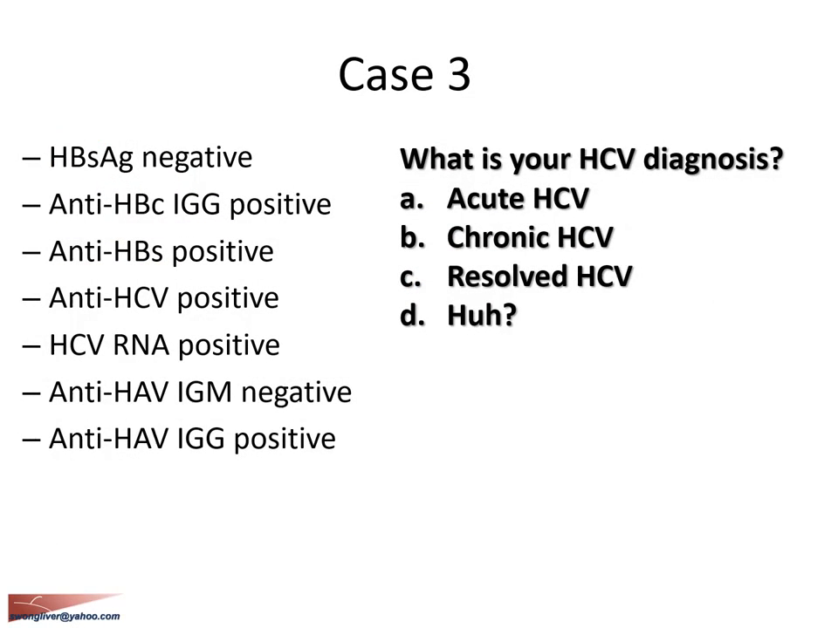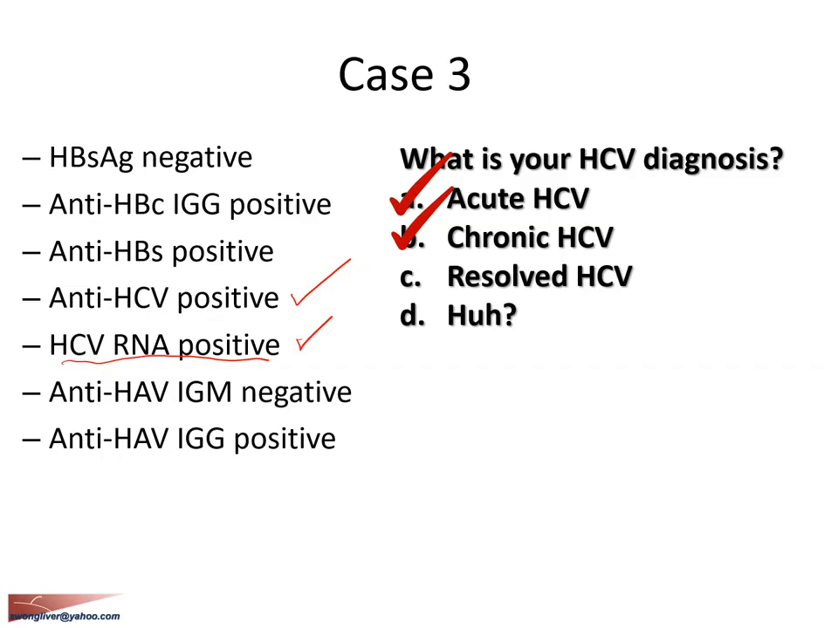What about the hepatitis C? Anti-HCV is positive, HCV RNA is positive. What will be your diagnosis? Is it acute? Is it chronic? Is it resolved hepatitis C? The answer here is really, we cannot be sure whether the patient has acute or chronic hep C, right? The only way to know if the patient has chronic hep C is that the HCV RNA should be positive for at least 6 months.